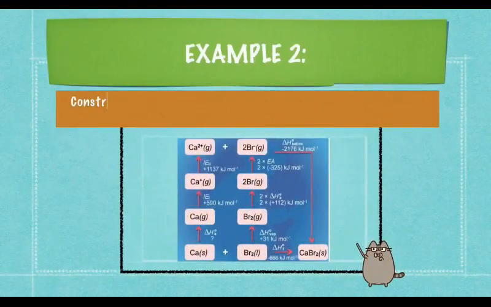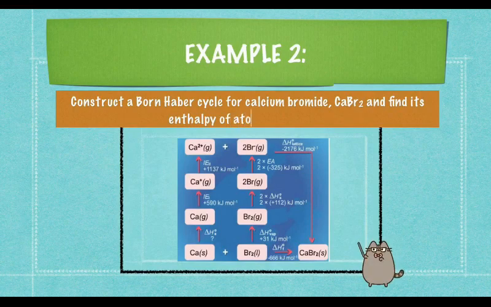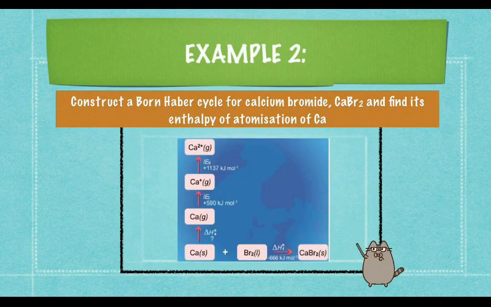Let's try with another example. Construct a Born-Haber cycle for calcium bromide, and find the enthalpy of atomization of calcium. First, we consider the steps involved in the changing of solid calcium metal to gaseous calcium cations. The first step is the atomization of the metal, and we must find the enthalpy change for this step. Next, there is a two-step ionization of the calcium atoms to form first calcium plus 1 ions, then calcium plus 2 ions. The energy equal to the sum of the first and the second ionization energies is required for this step.